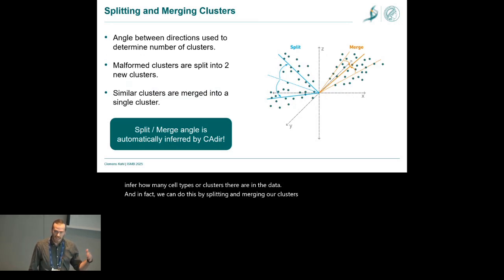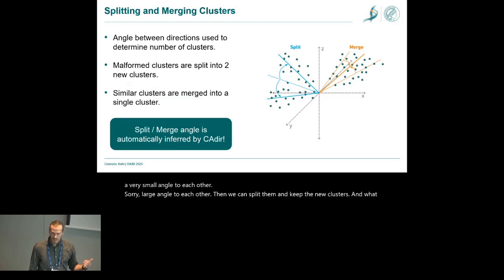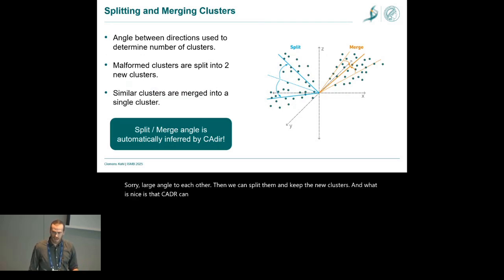So we look at the angle between the cluster directions, and if they have a very small angle to each other, for example, we can start merging them together because they're very similar. Similarly, we can take a cluster and subcluster it into 2 new clusters, and if these 2 new subclusters have a large angle to each other, then we can split them and keep the new clusters. What is nice is that CAdir can infer the cutoff angle for this procedure from the data through a randomization scheme, so it's not necessary for the user to supply.